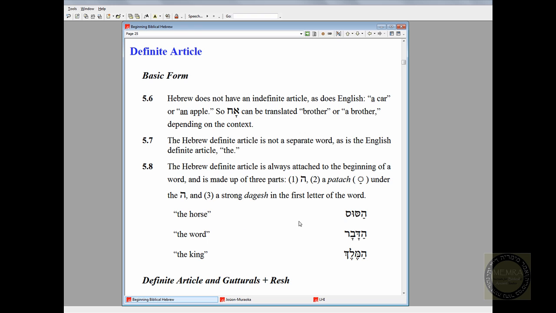And here are some examples. Hasus is the horse, hadavar, the word, hamelech, the king. If we took the definite article off these, if we just had sus, it would be "a horse," and so on and so forth. Now when we get to guttural letters, there are four guttural letters in Hebrew plus resh, you won't get this dot, and I'm not going to bother taking you through that section, just so that we have a basic understanding of what the definite article is.